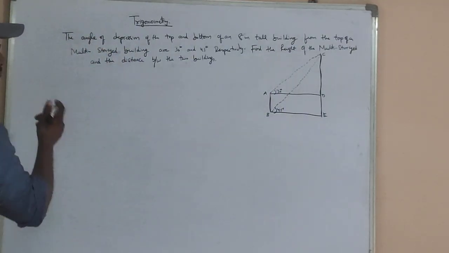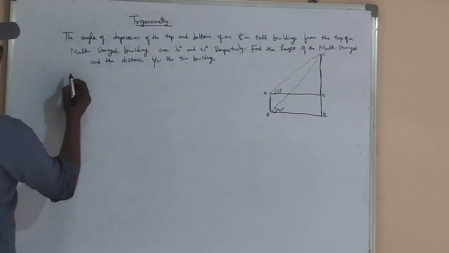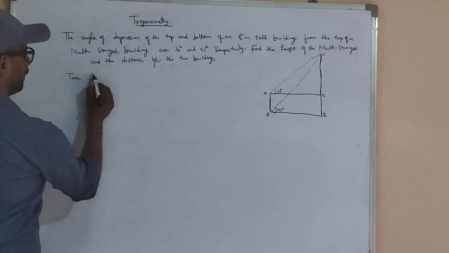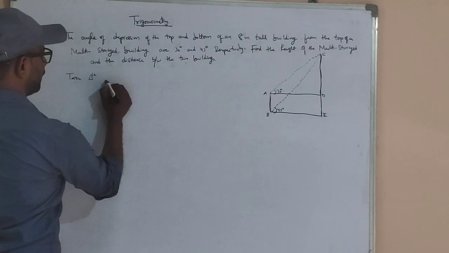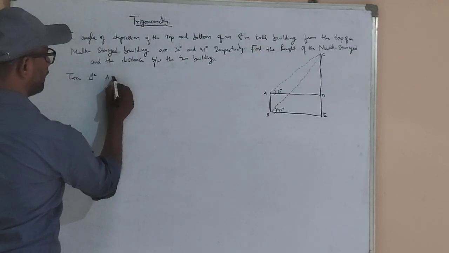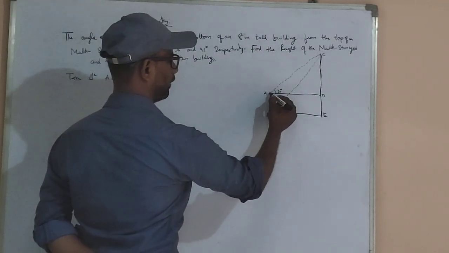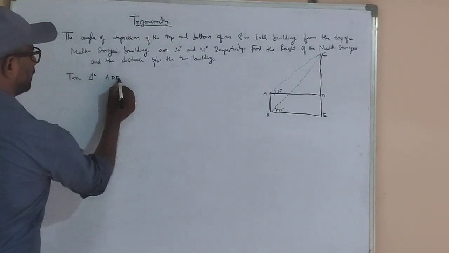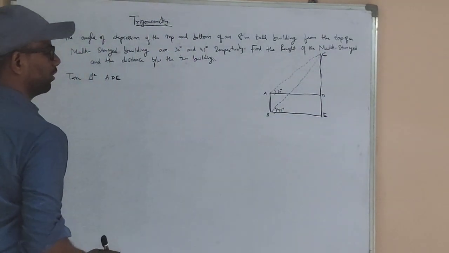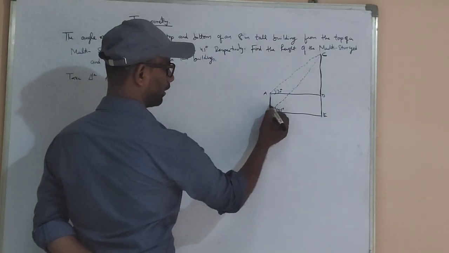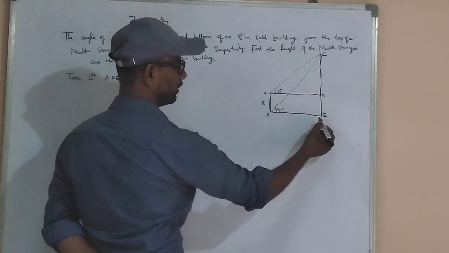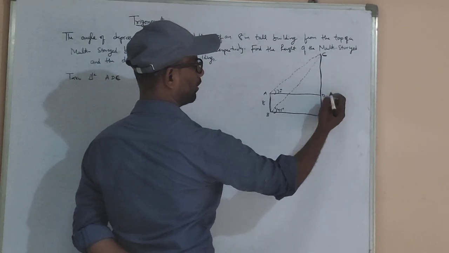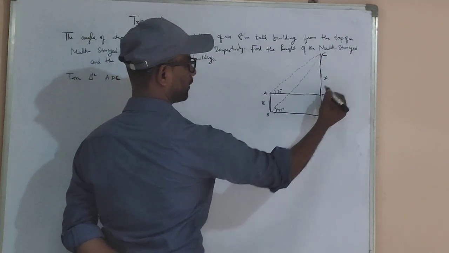Now see here. Take triangle ADC. So in that, AB is 8 meters. This AB is 8 meters means DE is also 8 meters. Then CD we don't know, it is x.